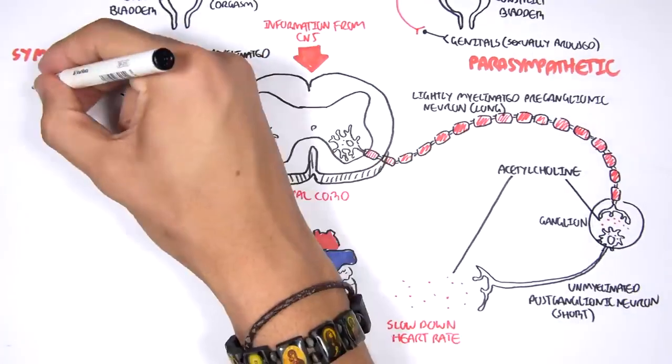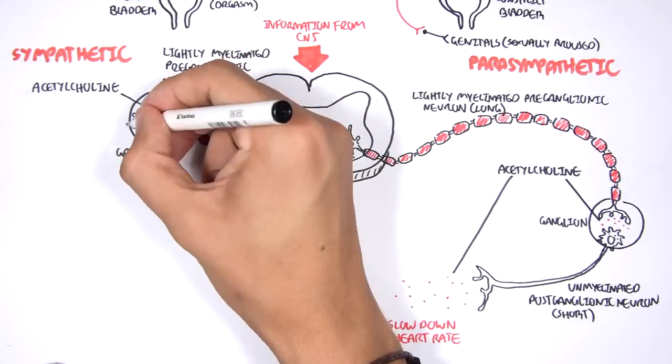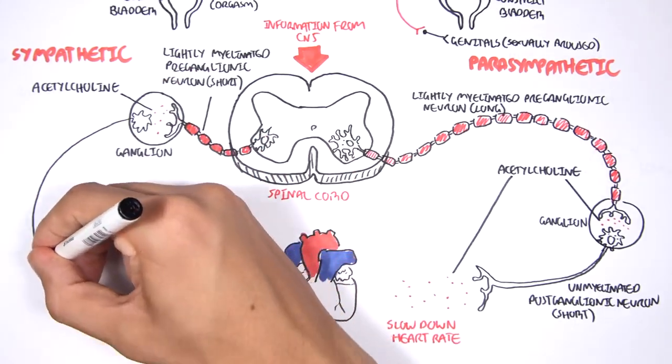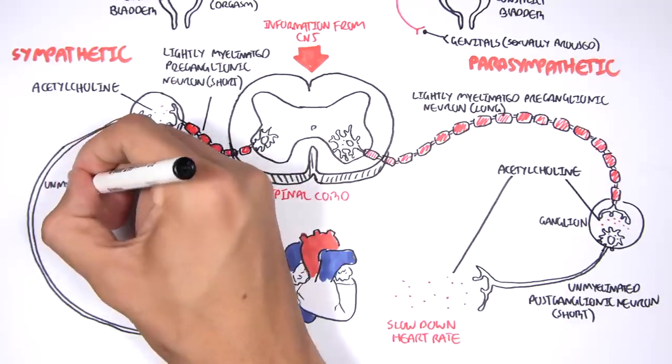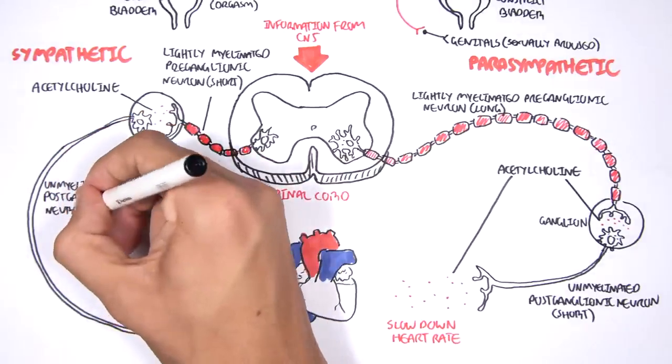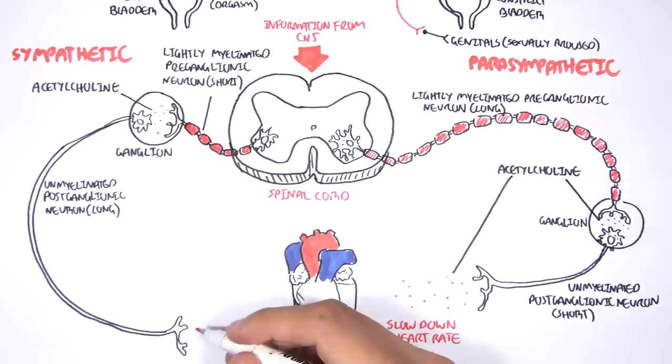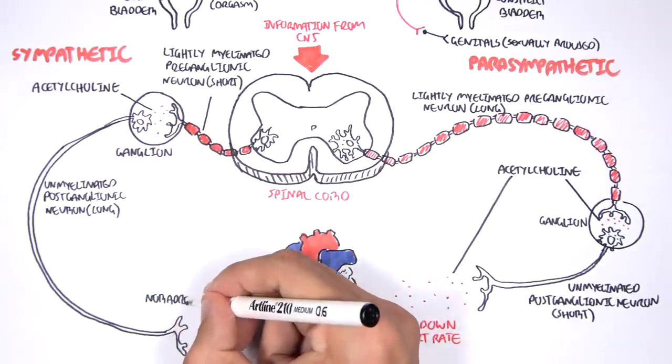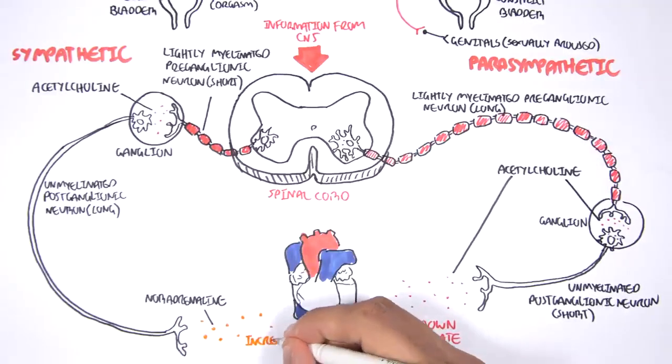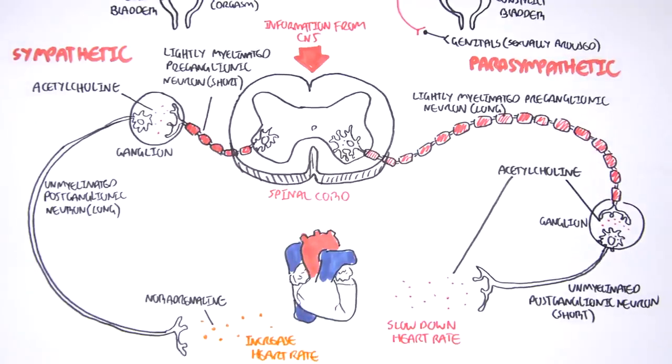So you can see some similarities now between the sympathetic and parasympathetic. There's acetylcholine. And now this new postganglionic sympathetic neuron is going to be unmyelinated and long. This postganglionic neuron will release the neurotransmitter noradrenaline to target the heart and to increase the heart rate. So if you look at this diagram, you can see some differences in the preganglionic and postganglionic neurons of the sympathetic and parasympathetic nervous system. One is short, one is long, and it's opposite for both nervous systems.